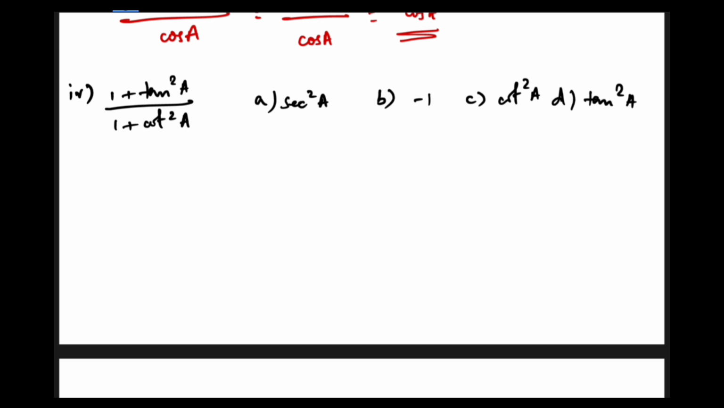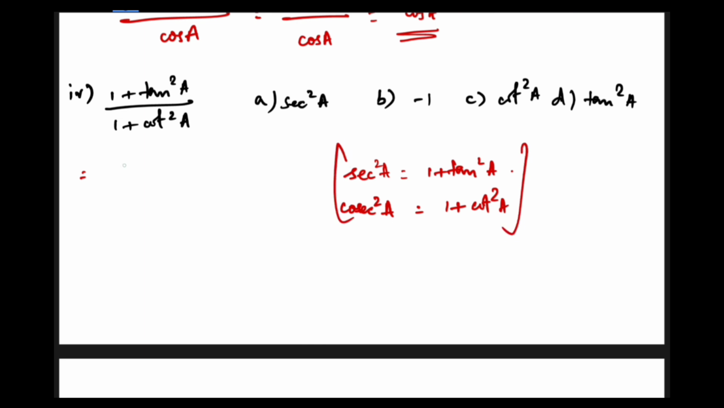Let us solve the problem. We know the formula secant square A is equal to 1 plus tan square A. And we also know that cosecant square A is equal to 1 plus cot square A. By substituting the identities in the question, we get secant square A divided by cosecant square A. We also know that secant A is 1 by cos A and cosecant A is 1 by sin A. Substituting them, 1 by cos square A, the whole divided by 1 by sin square A.